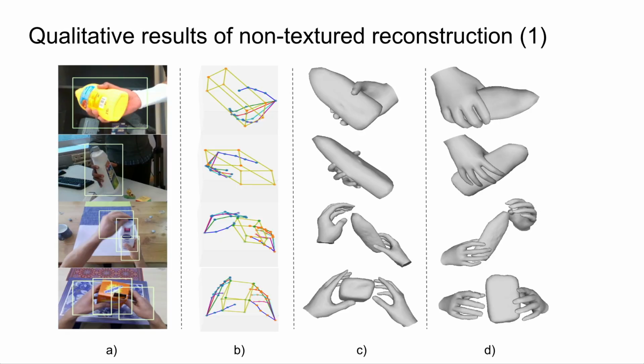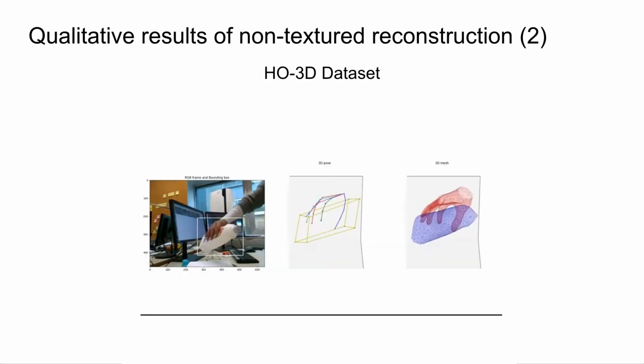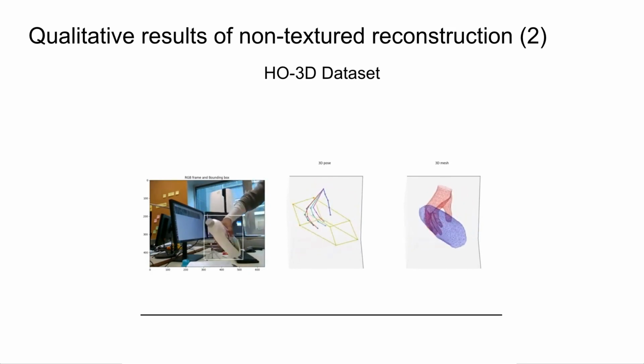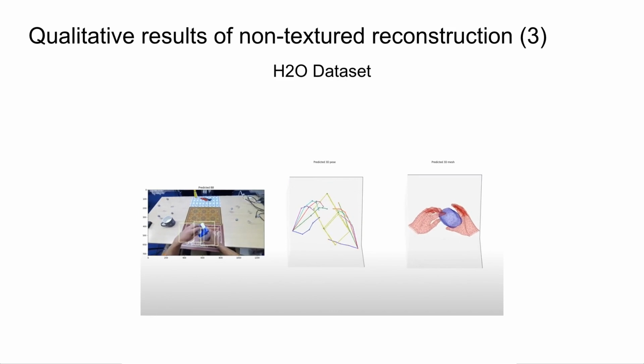Our method reconstructs reasonable 3D hand shapes and object shapes on two public benchmarks, HO3D and H2O. Here are some reconstruction results from our pipeline. We observe jittering in the estimation because there are no temporal constraints, which we plan to address in our future work. Here is another example of the reconstruction from the H2O dataset.